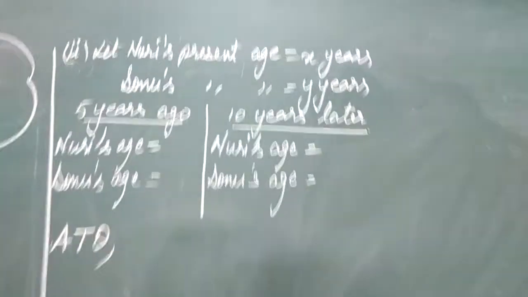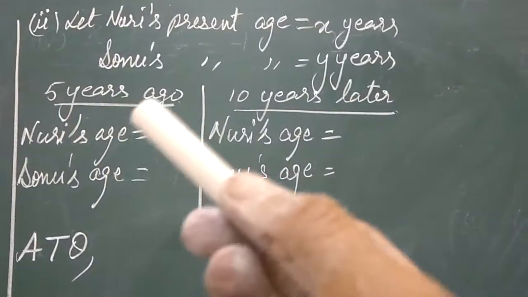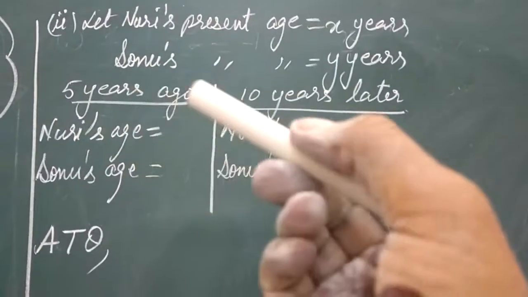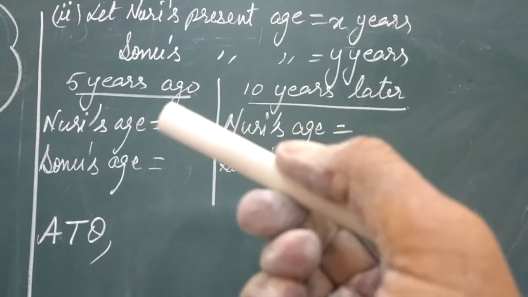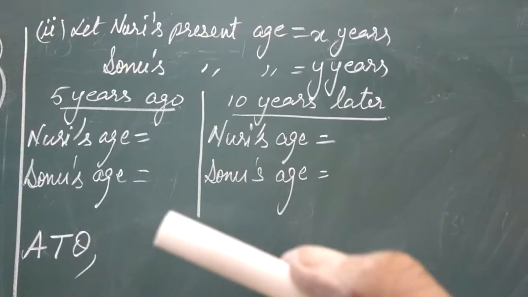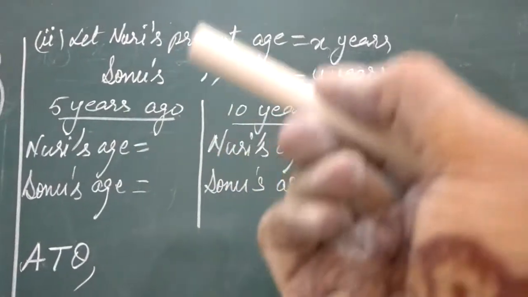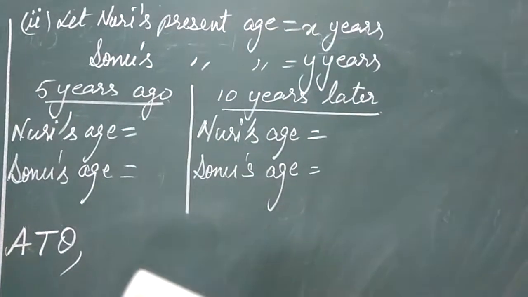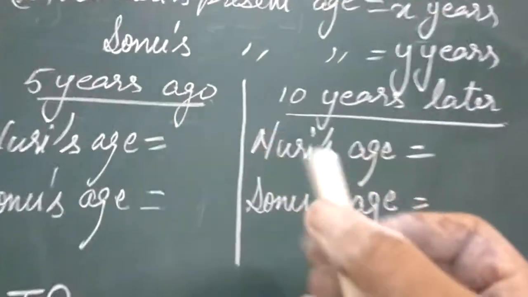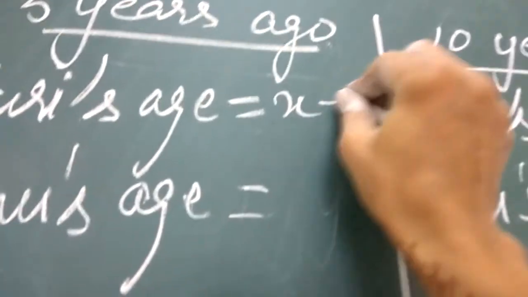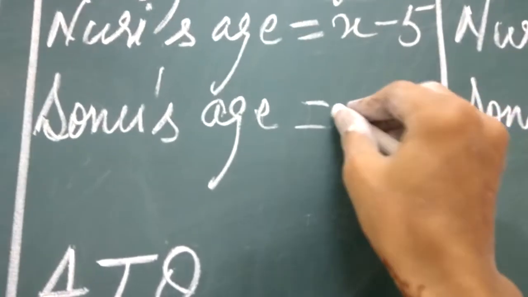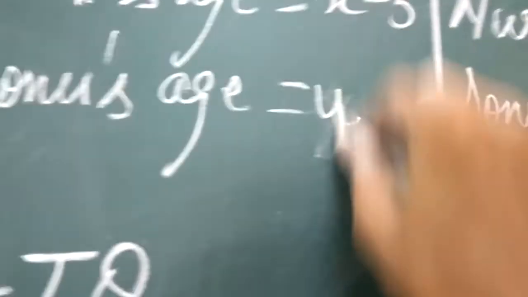Now 2 lines are given to you. One is about the 5 years ago age and one is about 10 years later. Dear students, obviously 5 years ago means past age. And to get the past age, what is done? If your present age is 15, then 5 years ago, how much will your age be? You will subtract 15 minus 5, right? So same here, Noori's age will be x minus 5. Obviously, Sonu's age will also get reduced. It will be y minus 5.